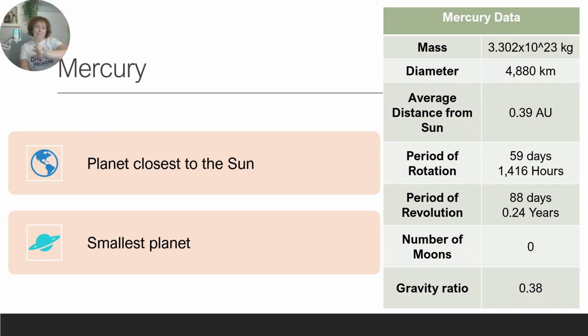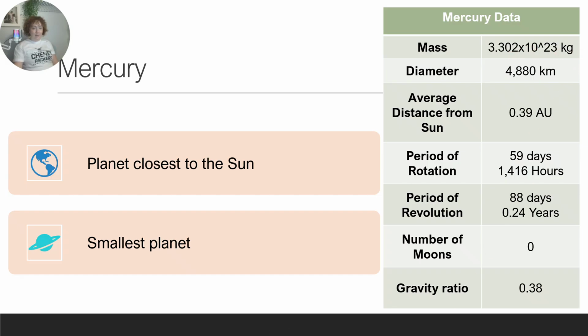This is our smallest planet. It's itty bitty compared to the rest of us. So it only has a mass of 3.302 times 10 to the 23rd kilograms. Remember, when we see scientific notation, 10 to the whatever power is like saying you're going to move the decimal that many times. So if you take that decimal right after the first three, you would move it out 23 times, and wherever there is currently not a number, just put a zero.